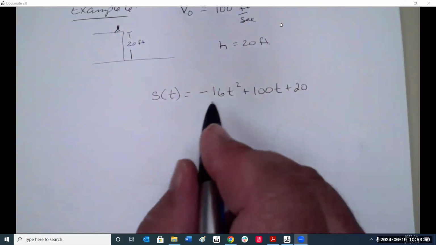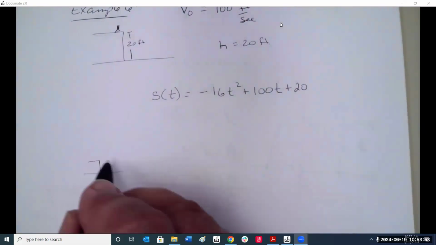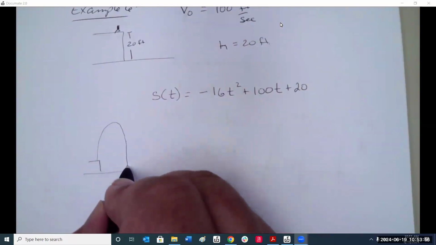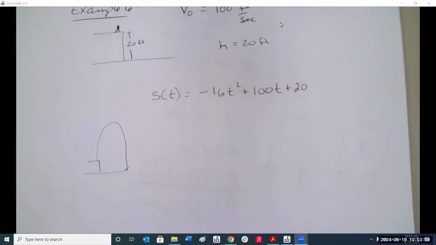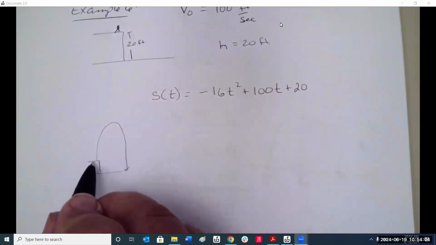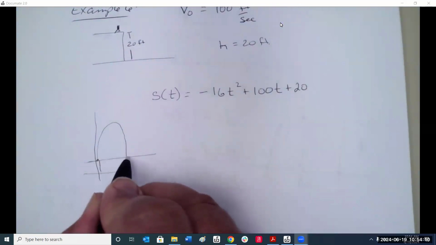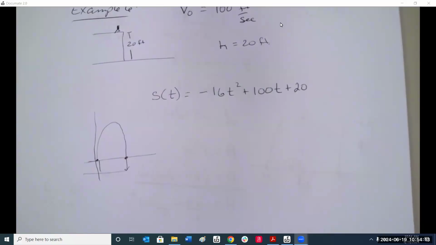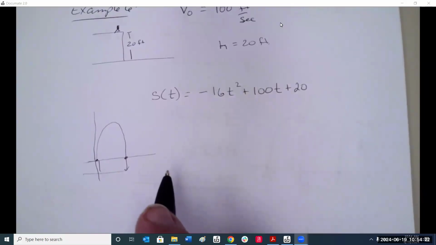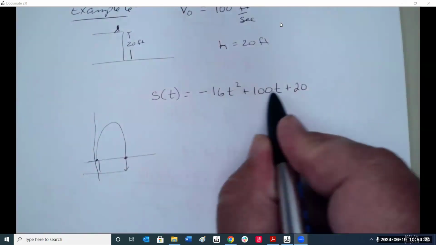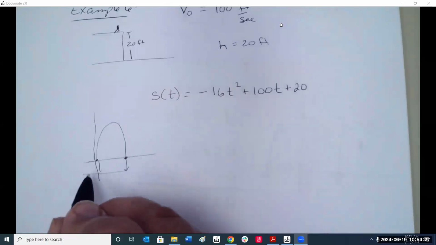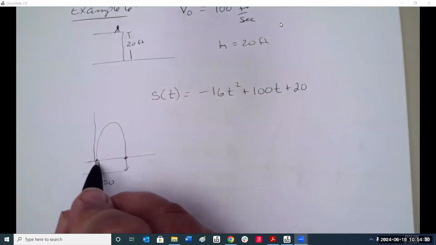First off, let's look at this. This is an equation. What this is saying is our rocket is here and it's going to take off like that. But if we drew a line like that and like this, then those would be our x-intercepts. The position function is given by this. So when t equals zero, it's at 20 feet.